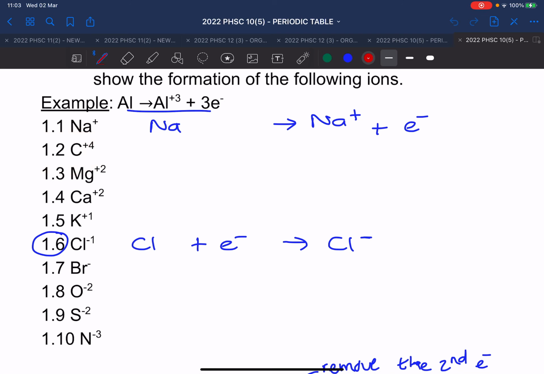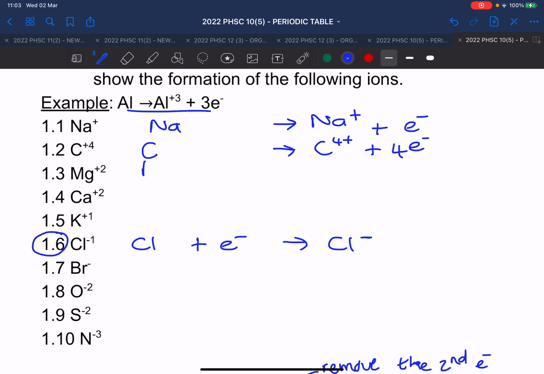Okay, so you must start with carbon and it must go to carbon 4+. It's not 4+ to 4+. You start with carbon and must go to carbon 4+. And how do we do that? Does it gain electrons or does it give electrons away? It gives away. So it gives away electrons, meaning the electrons are one of the products. It's something that is given away to something else. So plus 4 electrons, not 4 minus, 4 electrons.